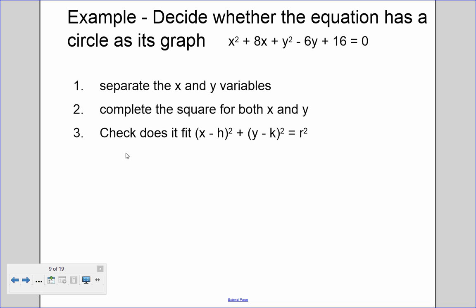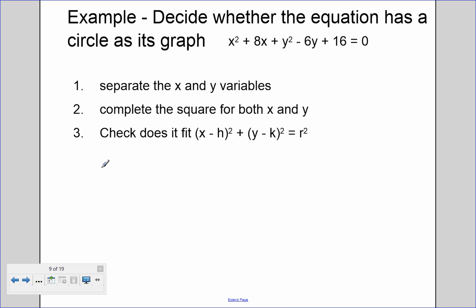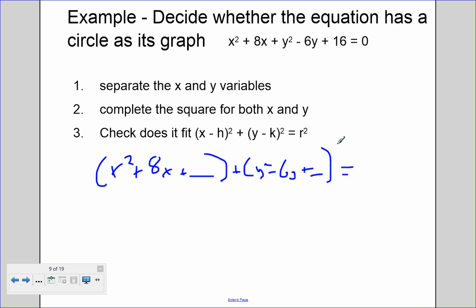Okay, so what do we need to do? We need to separate our x and y variables. So, oops, I'm going to change my pen here. Okay, so my x and y variables, I'm going to separate those out. X squared plus 8x, plus something to complete the square, plus my y variables, y squared minus 6y, plus something to complete the square. And I'm just going to go ahead and put this 16. Right, that's 16. I'm going to put it on the other side here, so I'm going to subtract 16 and get negative 16.